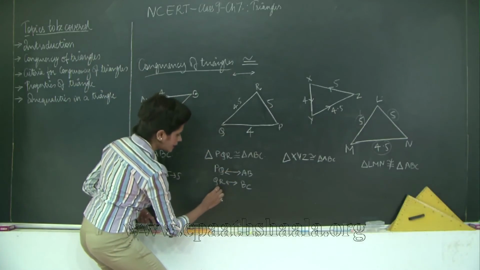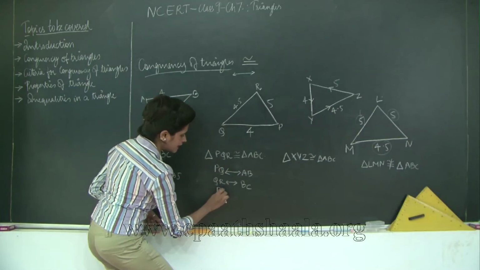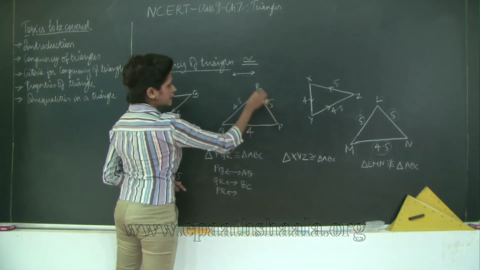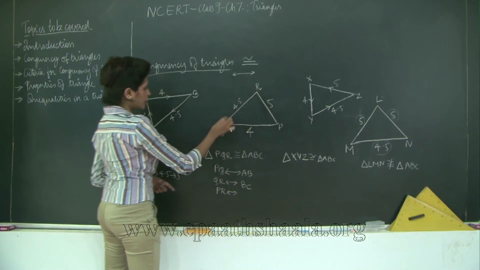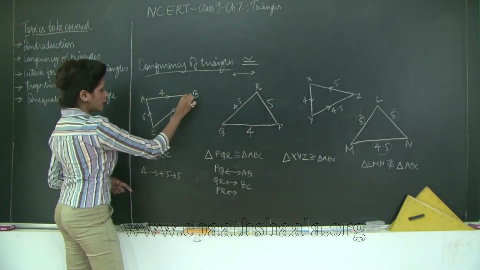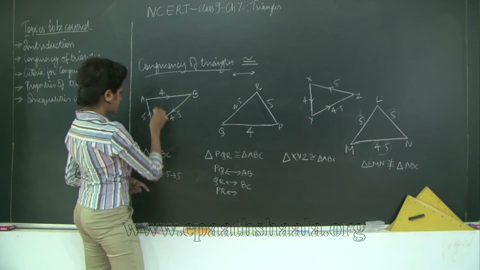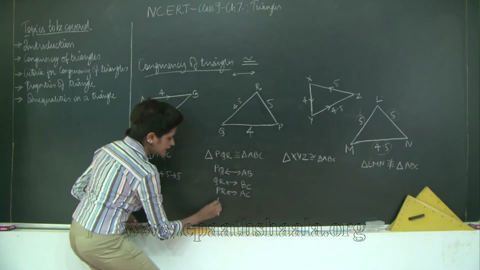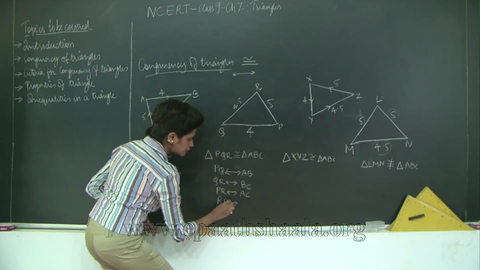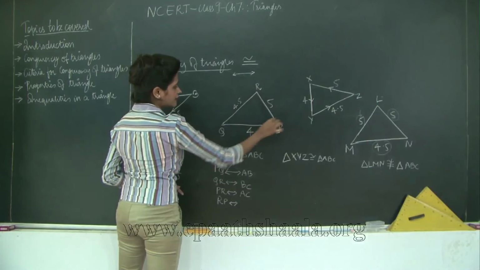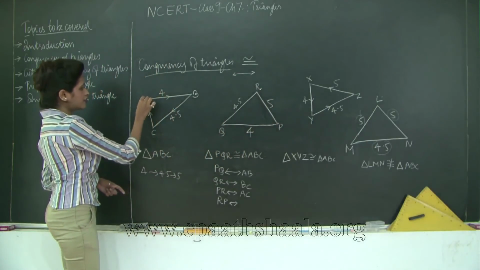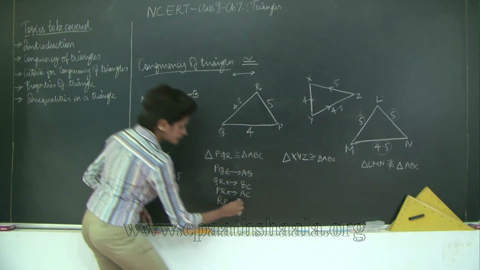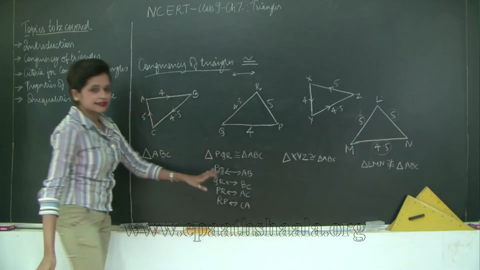Similarly, I have PR. If I take PR, so what is PR over here? I have PR, so 5 followed by 4.5. So 5 followed by 4.5 will be CB, AC. And if I take RP, RP is what? It is 5 followed by 4. So here 5 followed by 4 is CA. So these are the corresponding sides.